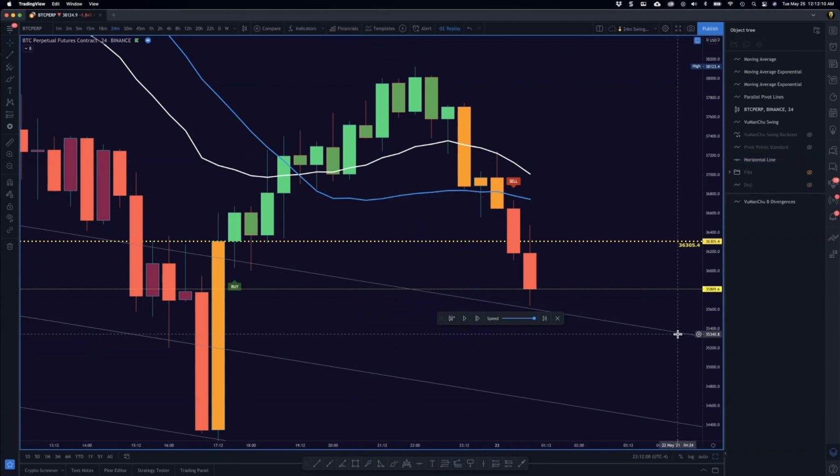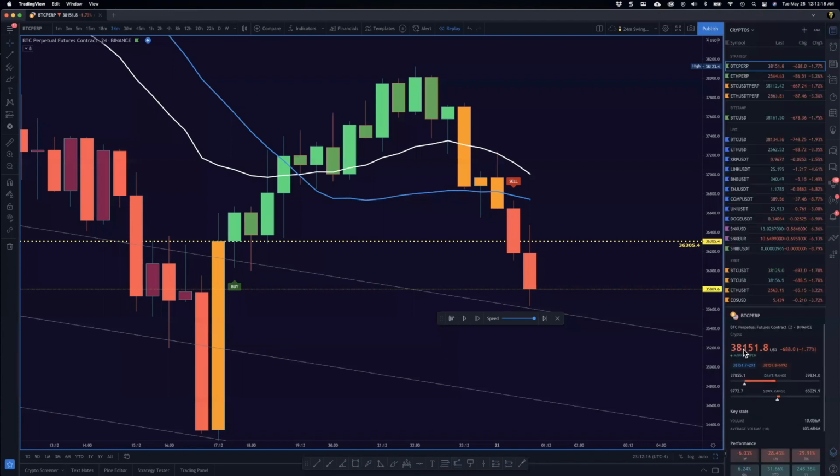Now, a 1% move on Bitcoin is whatever the price is. So right here, the price is 38,150, right? Whatever the price is, 380, 381. So we'll just say $385 is considered as 1%. That's what you need. You need this thing to go down $380.